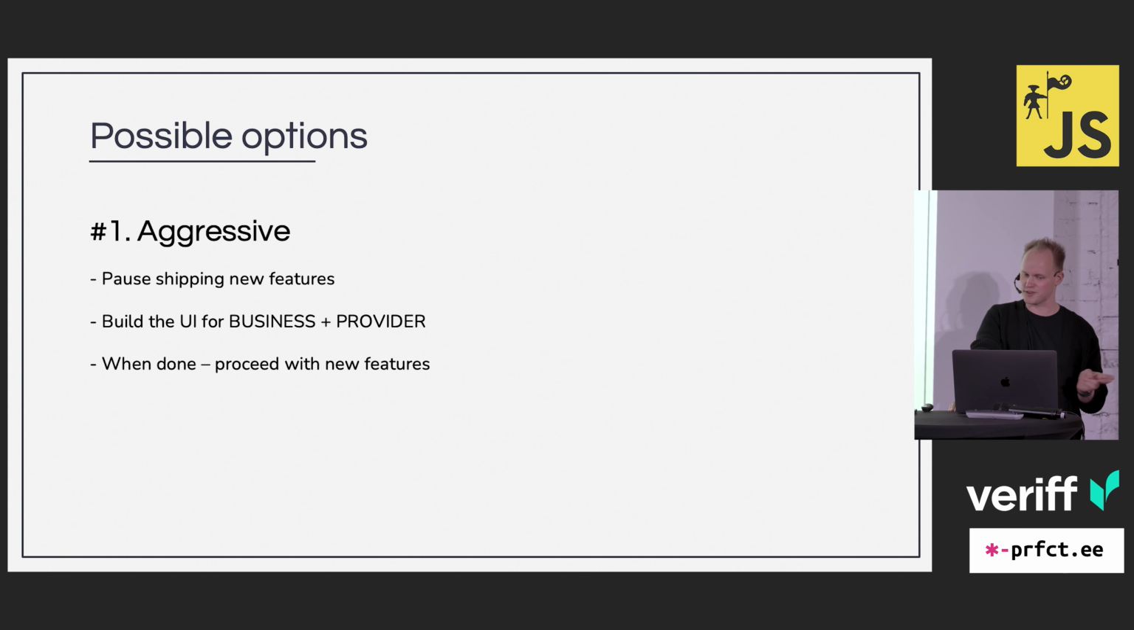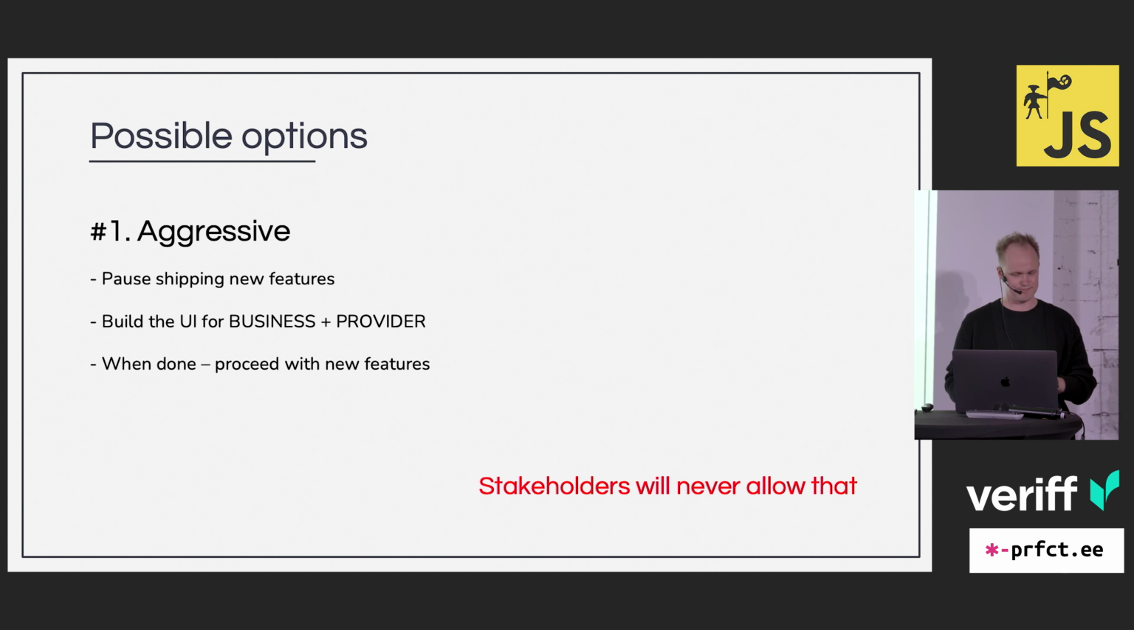So the first option is aggressive. We don't ship any new features. We build the combined UI for business and provider, the third UI, and when we're done, we proceed with the new features. But our company will never on earth allow that, never, because stop building new features and stop bringing revenue into the company, no way. So we need to find something else.